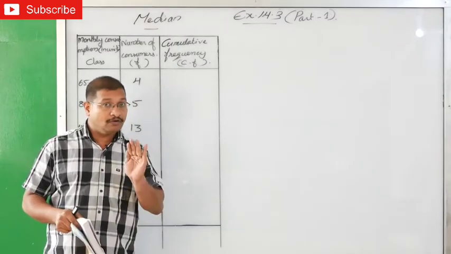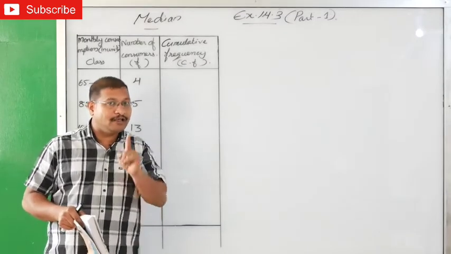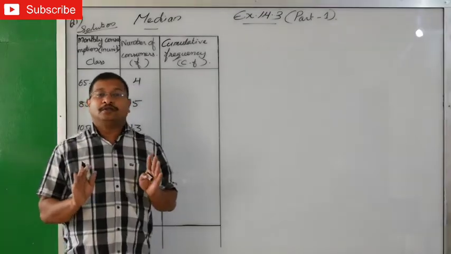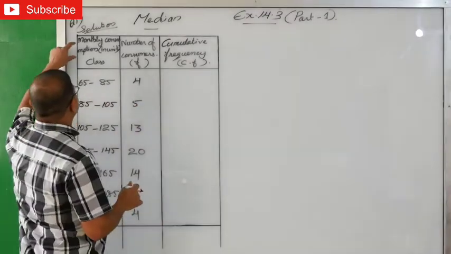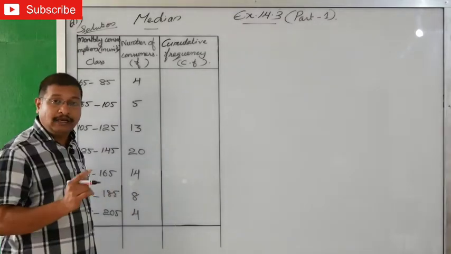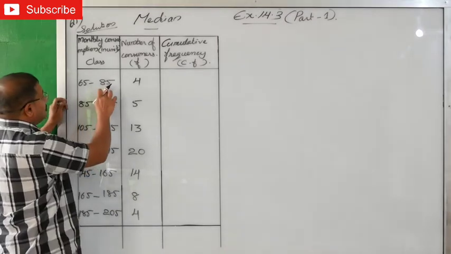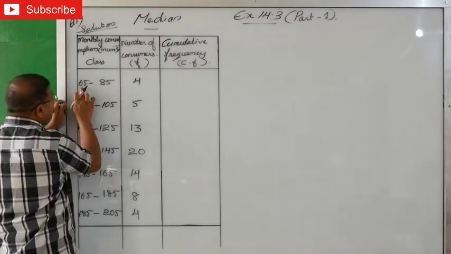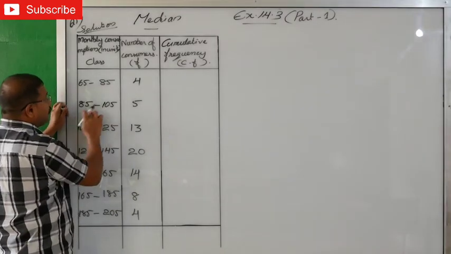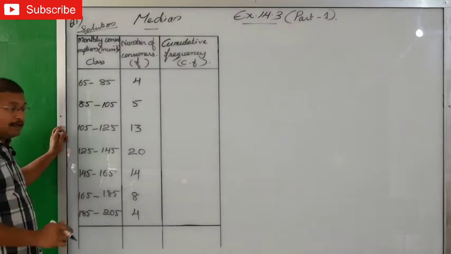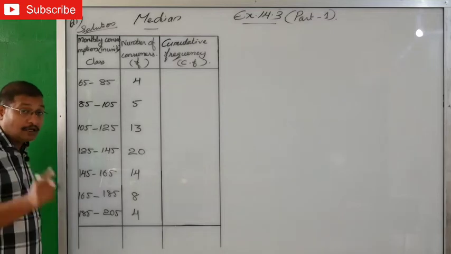So you have to write the question and keep it in your copy. I'm going to write only the table. First, the monthly consumption in units is given. That will be the class: 65 to 85, 85 to 105, 105 to 125, and it goes on. From here, we will find the class interval.